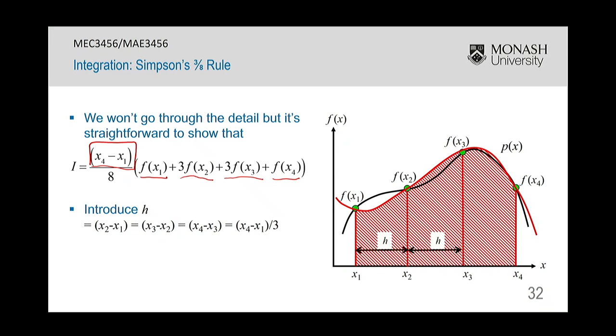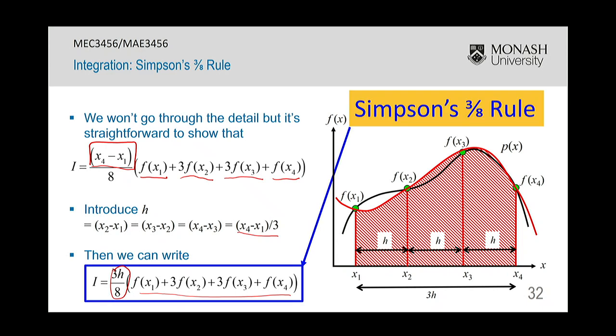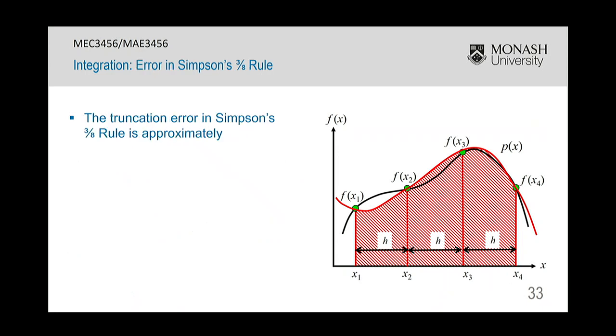Again, we introduce a spacing h, which is equal to the distance between each pair of points, or x4 minus x1 divided by 3, because there are 3 segments. And then we can write Simpson's 3/8 rule as the integral is equal to 3h on 8 multiplied by this sum of the function values. So that's Simpson's 3/8 rule.